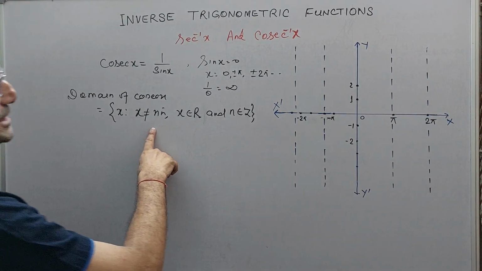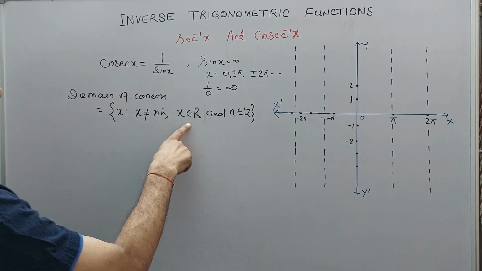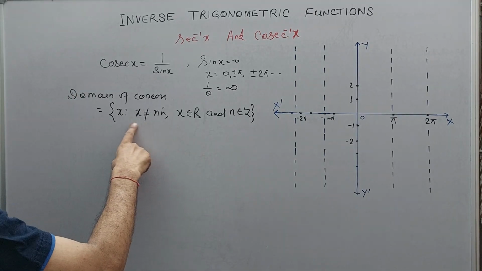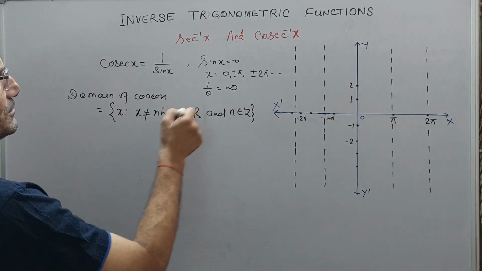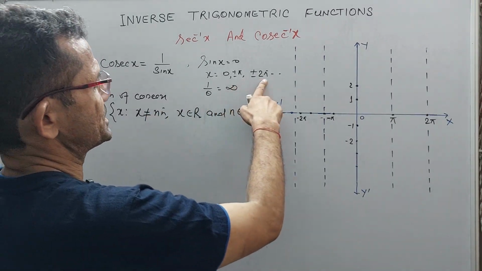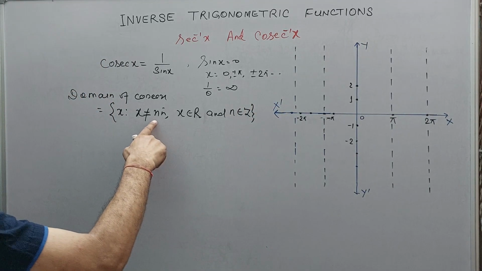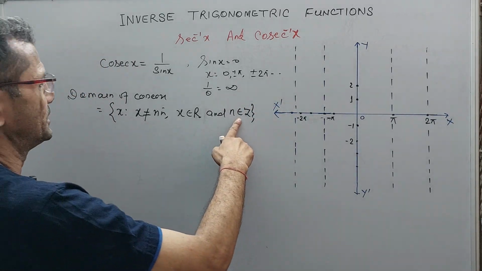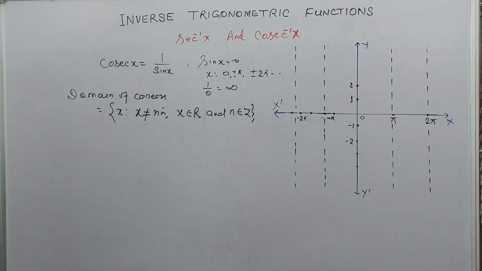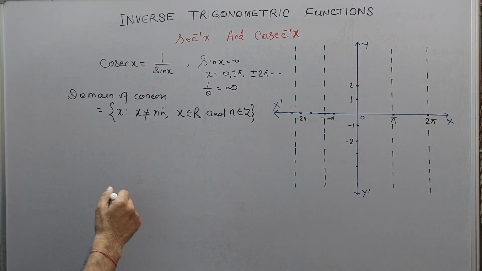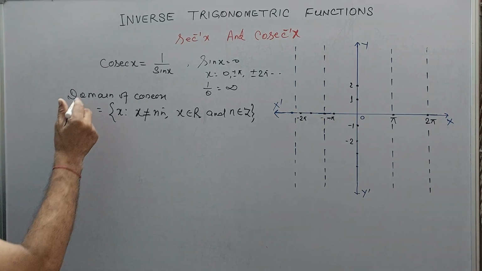So we have already deleted from the set of real numbers. X belongs to real numbers and x cannot be n pi, multiples of pi, that is plus minus pi, plus minus 2 pi and so on. And if n equals 0, n can also be 0. 0 is in the set of integers. Now 0 is a real number.